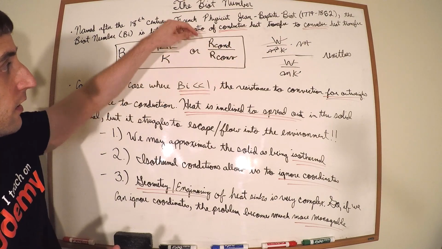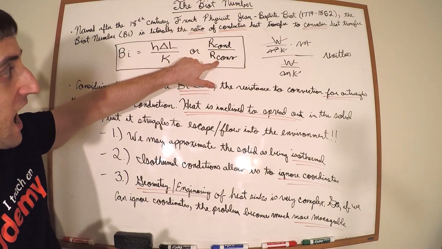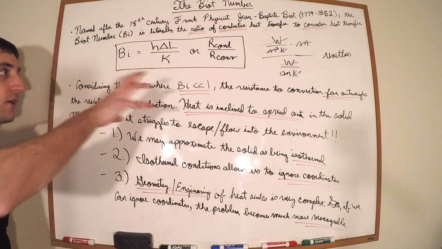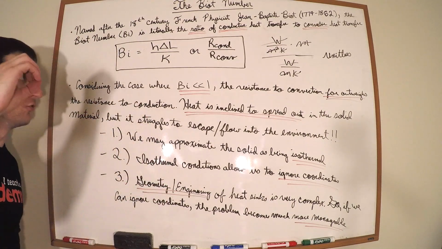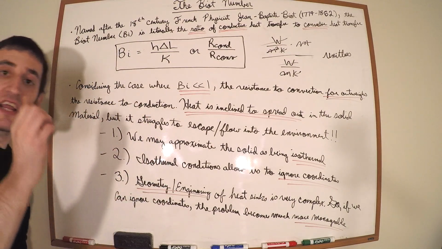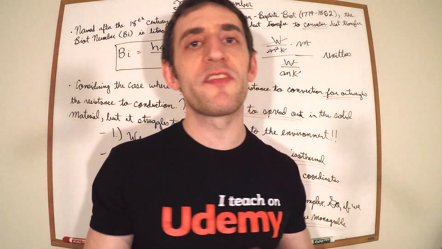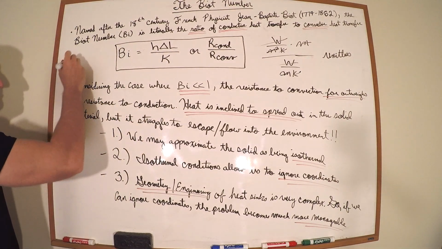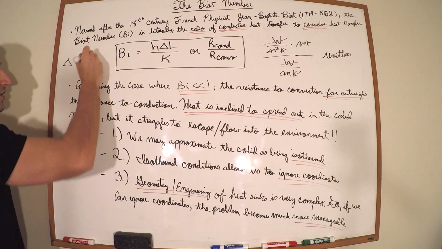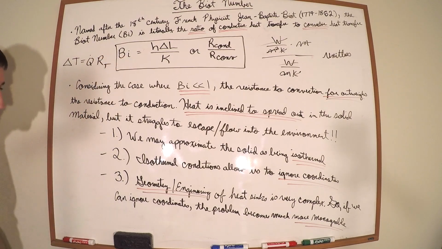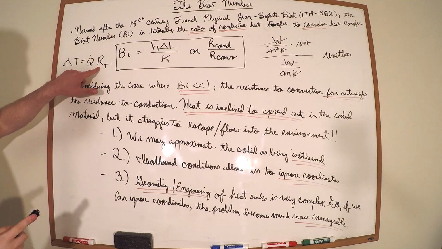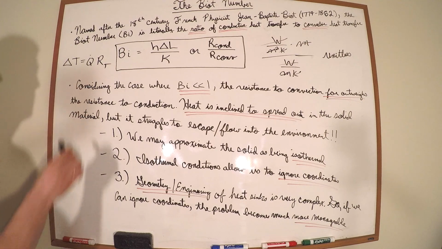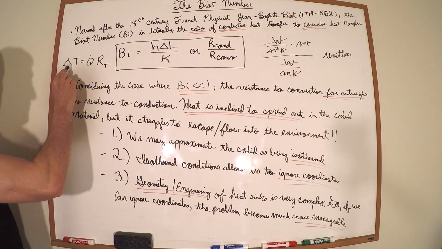If this is very small and this is very large, we get a small Biot number. In essence, a small Biot number has a high resistance to convection, but a very low resistance to conduction. So if you have a low resistance to conduction, and we derive what we got previously with the relationship to circuits, delta T is equal to Q dot R thermal. If this is very small, what that means is you're going to have a small temperature differential.